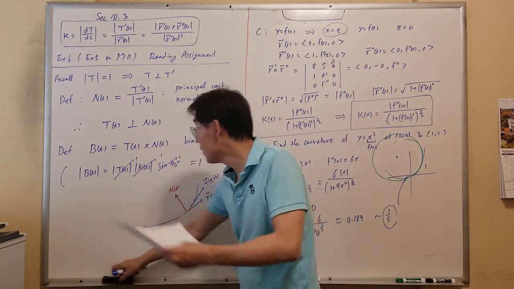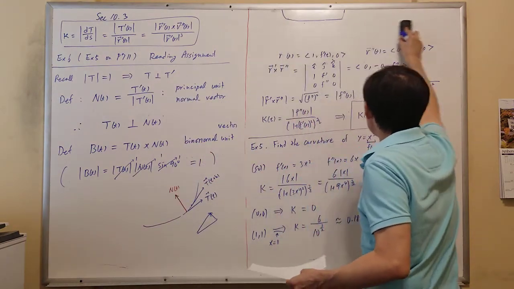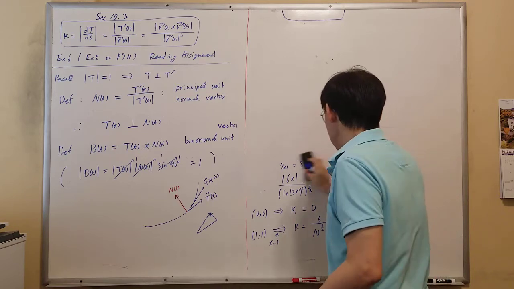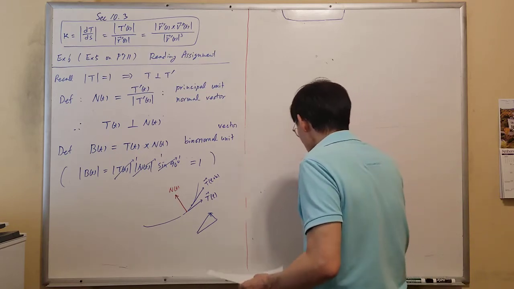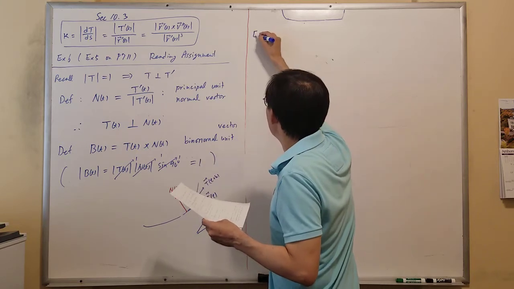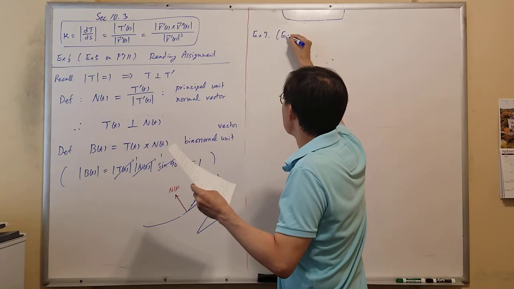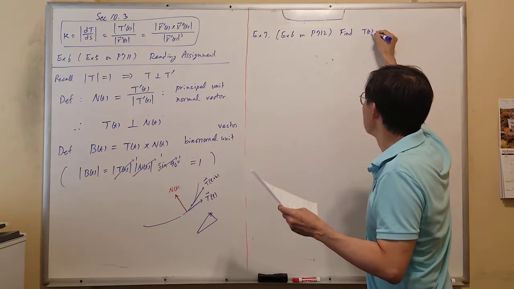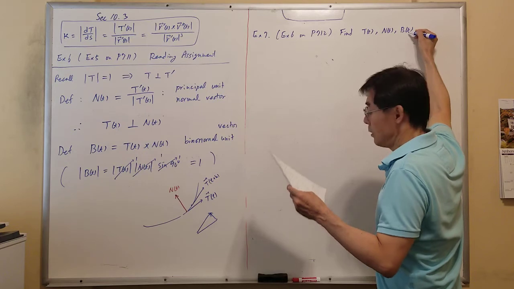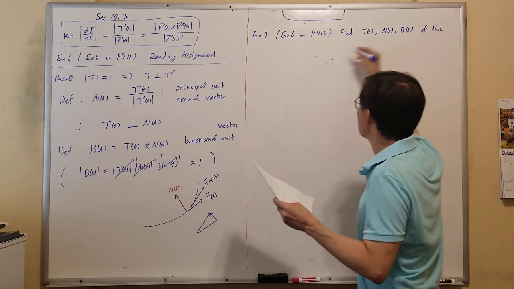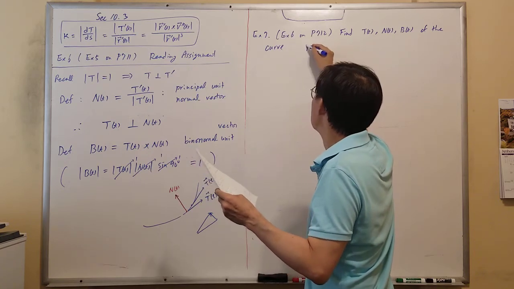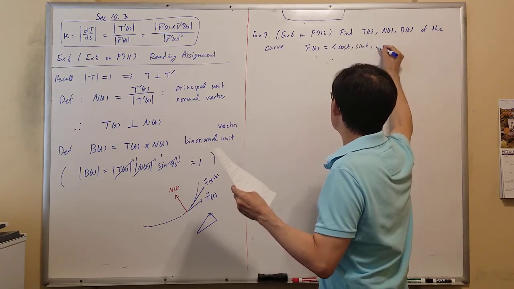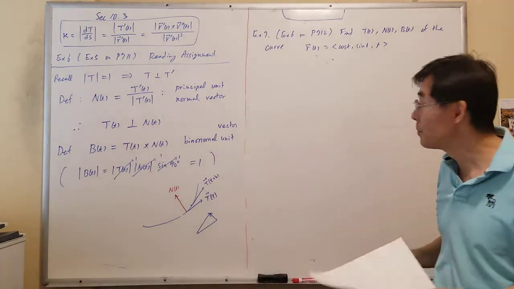So next example, let's find these three important unit vectors. They make three orthogonal vectors to each other. Example 7, which is example 6 on page 712. That is, find T of t, N of t, and B of t of the curve represented by this. Okay, helix again, right?